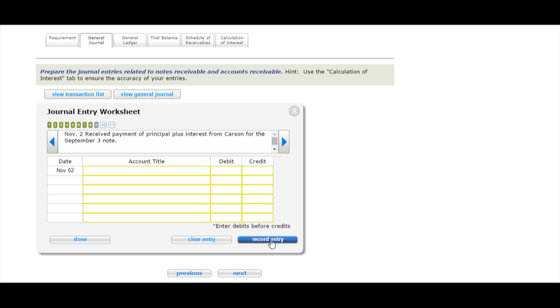On November 2nd, payment is received from Carson. Again, you have to calculate your interest. $2,100 times 10% times 60 over 360 equals 35.